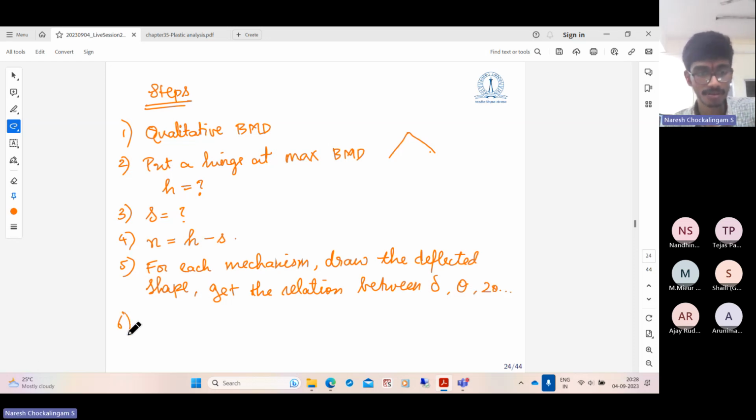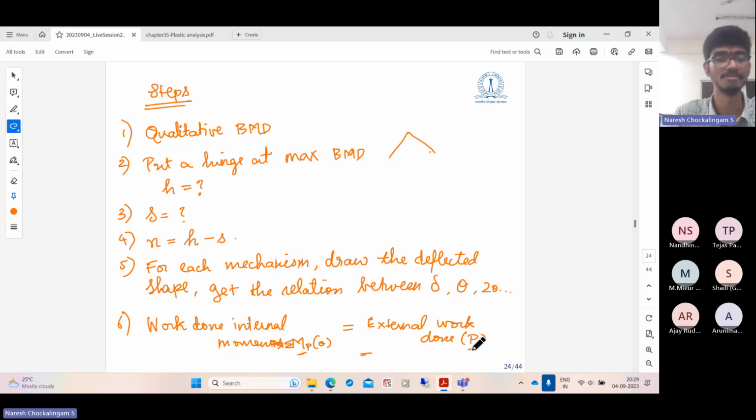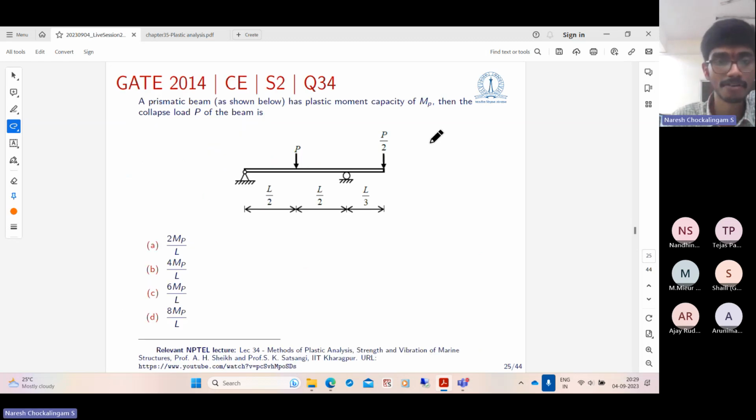The last step is the work done by the internal moment, which is the plastic hinge. In this case, the plastic hinge moment acting on theta, the sum of all such terms, is equal to the external work done. Equate this: the external work done will have the collapse load P, and the internal work done will have the plastic moment of resistance MP. Equate both, and you will get the collapse load. So that is very simple. This is the idea. You can apply this to these problems.